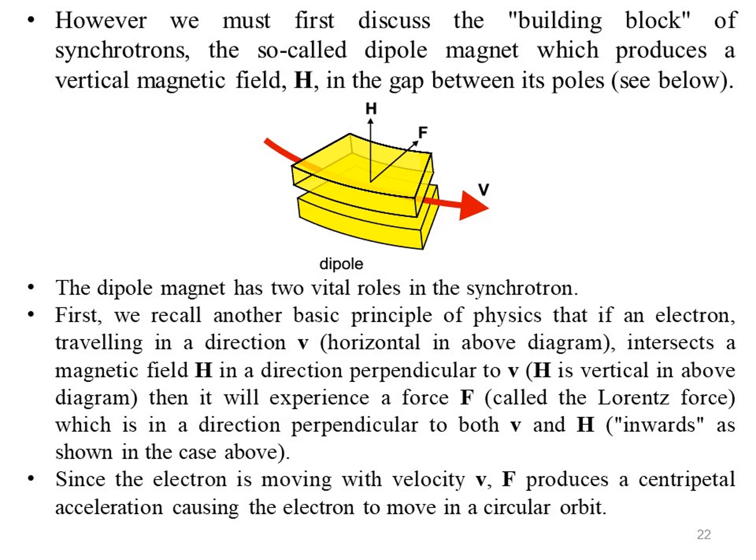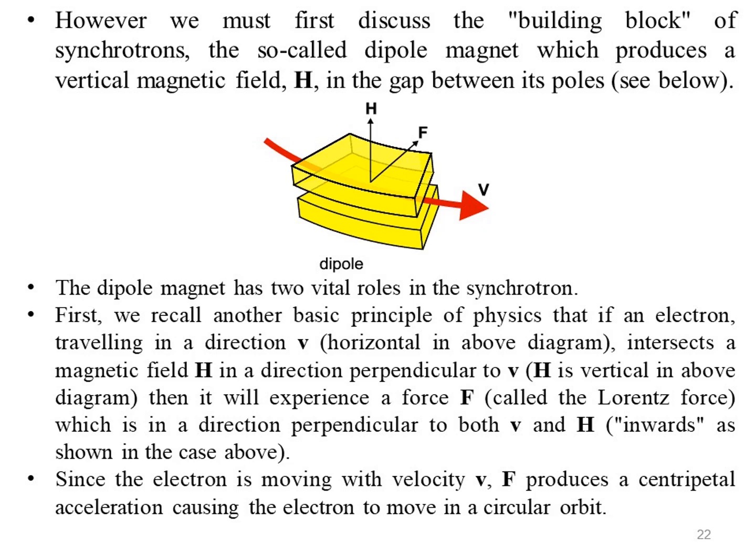However, we must first discuss the building block of a synchrotron, the so-called dipole magnet, which produces a vertical magnetic field H in the gap between its poles. The dipole magnet has two vital roles in the synchrotron.